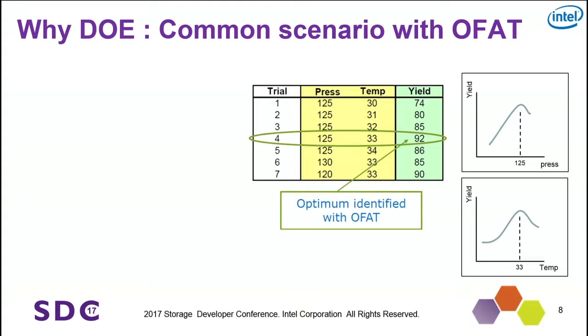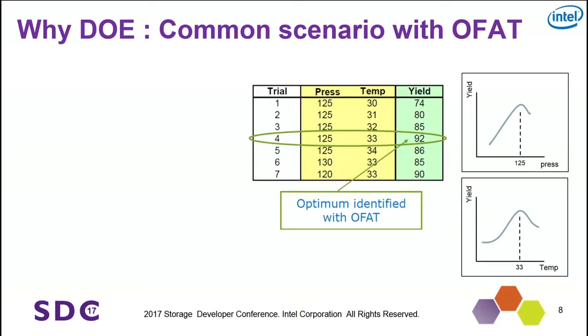When he hit the temperature at 34, he found out that the yield actually dropped to 86 instead of being higher than the 92. So he said, yeah, 33 is the best for temperature. Then he kept 33 constant and continued to change the pressure variable. So he reported out that this is the optimization, 92% yield.